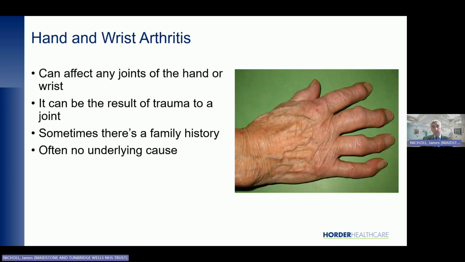Moving on, hand and wrist arthritis can affect any of the joints in the hand. Often it's spontaneous. There may be a family history. If a joint gets damaged with an injury, if there's a fracture that involves the joint, then that could lead on to arthritis. But often it's just bad luck.